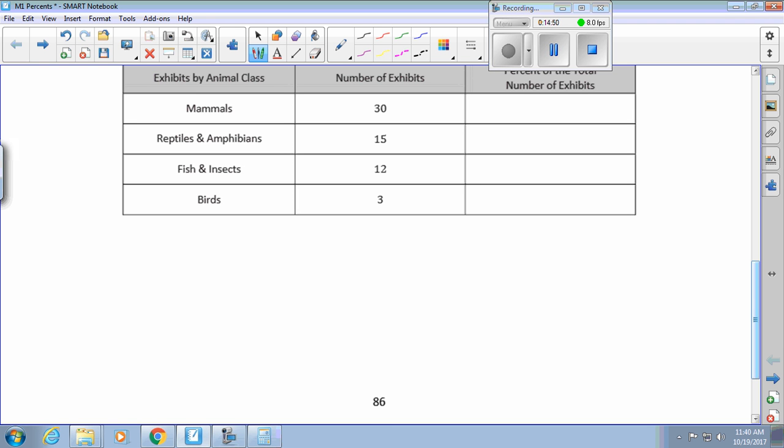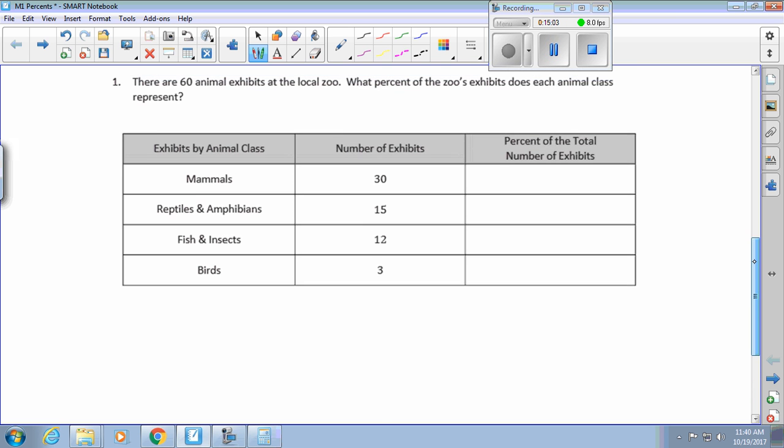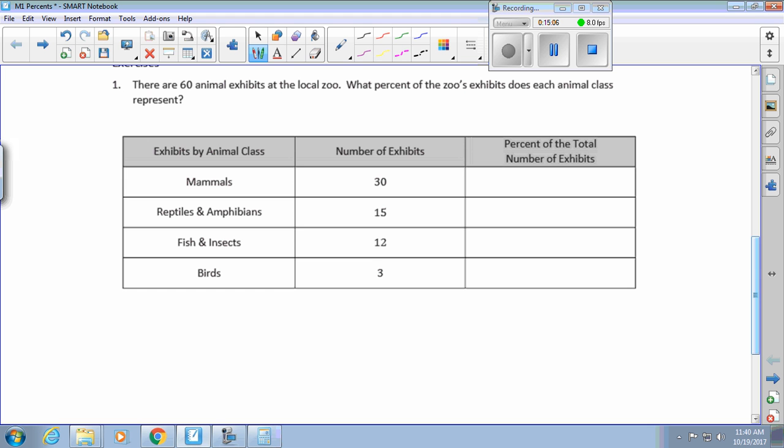So, at the zoo, it tells us the different exhibits and what type of exhibit it is. So, for example, mammals, reptiles, fish, birds, etc. And it says there are 60 animal exhibits at the local zoo. So they did this step for you. If you want to figure out how many total exhibits there are, what do you have to do with all of these numbers? Add them up, yep. So when you add them up, what do you get? 60, yeah.